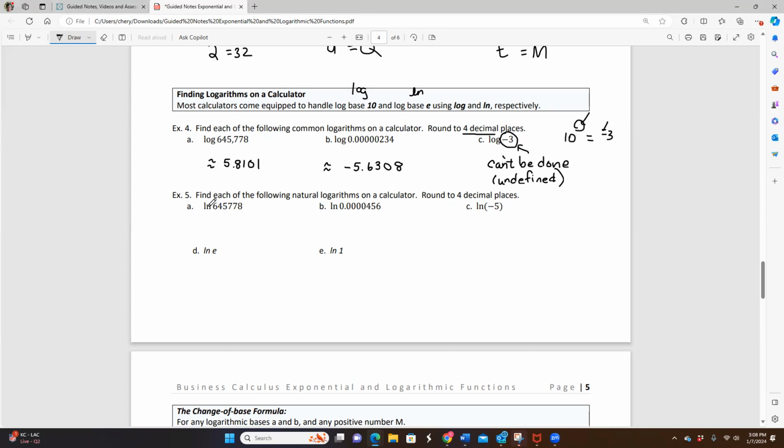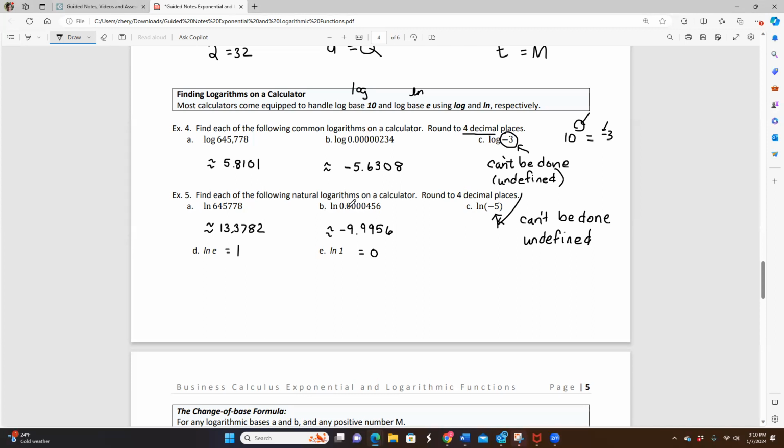On your calculator, find the natural log of 645,778, the natural log of 0.0000456, the natural log of -5, you know what that's going to be, the natural log of e, and the natural log of 1. Let's see what you get. So for A, we got that the natural log of 645,778 is about 13.3782, rounded to 4 decimal places.